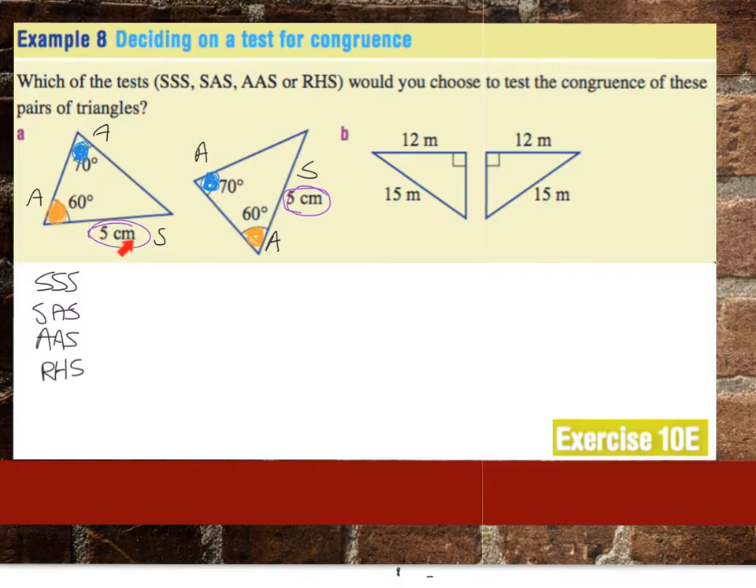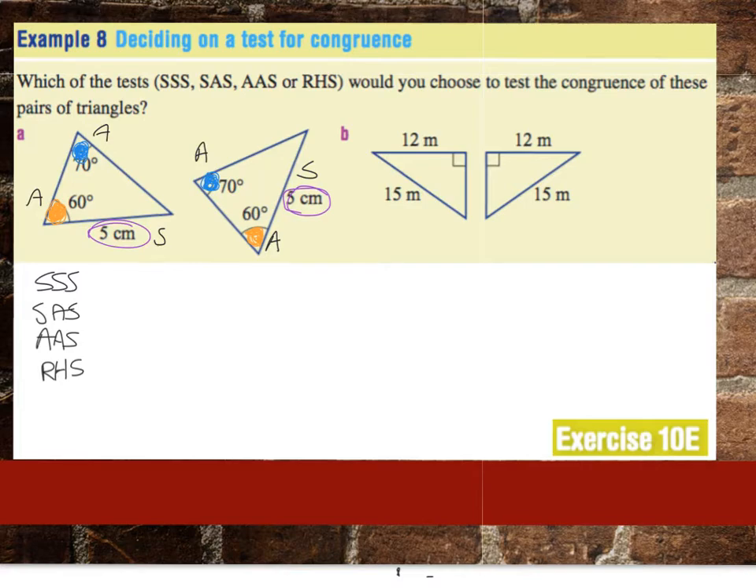Are the two sides corresponding? So this side is opposite that one. This side is opposite that one. So they are corresponding sides. And next to the 5 centimeters is the 60. Next to the 5 is the 60. So clearly they do correspond. Now we look at angle, angle, side.